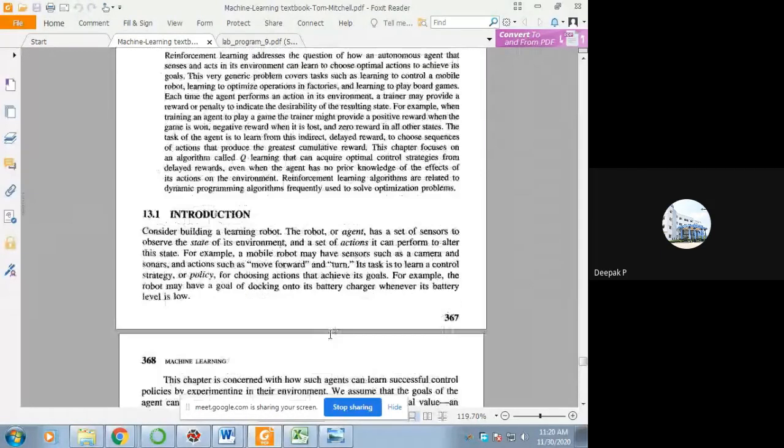Okay, next, here considering the example as my learning robot, so we need to train a robot to automatically learn something based on the games. Okay, so the robot acts as an agent. So sometimes don't get confused with the words robot and agent here. Both are one and the same. So it has a set of sensors and it is going to predict the particular state of the environment.